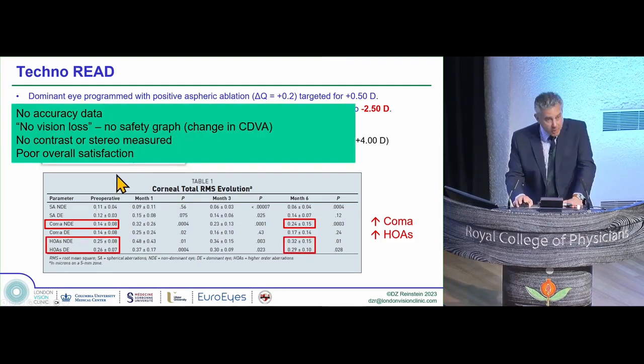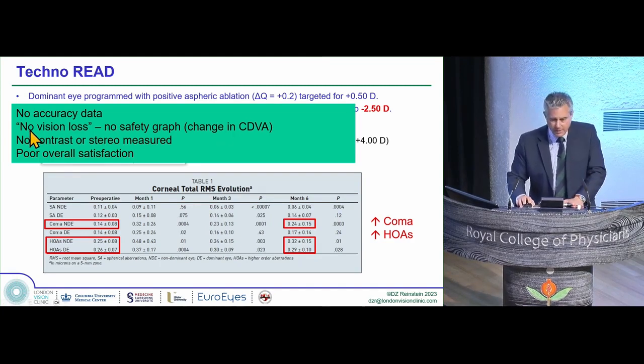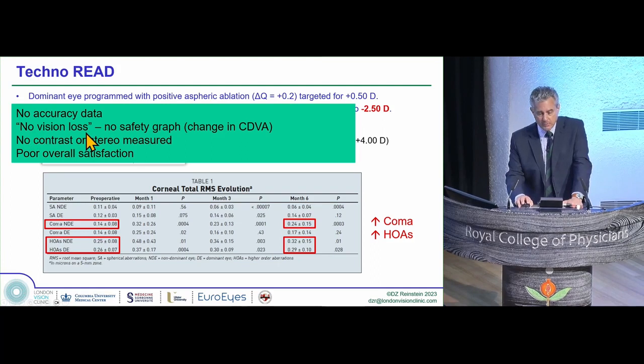In this peer-reviewed paper that went through the Journal of Refractive Surgery, I have no idea how this got published because there was no accuracy. They didn't publish the standard graphs. There was no accuracy data. They quoted in the paper there was no vision loss, but there was no graph showing change in corrected distance visual acuity. There was no contrast measured, and there was no stereo measured.